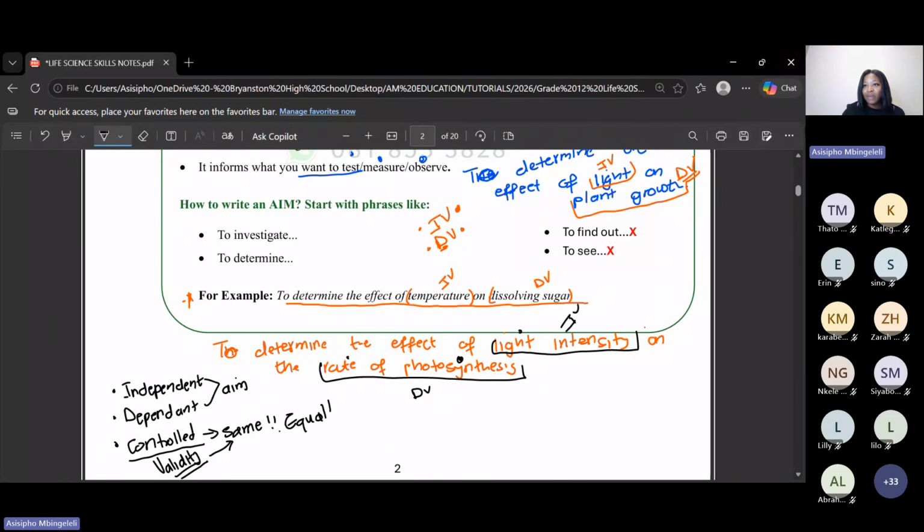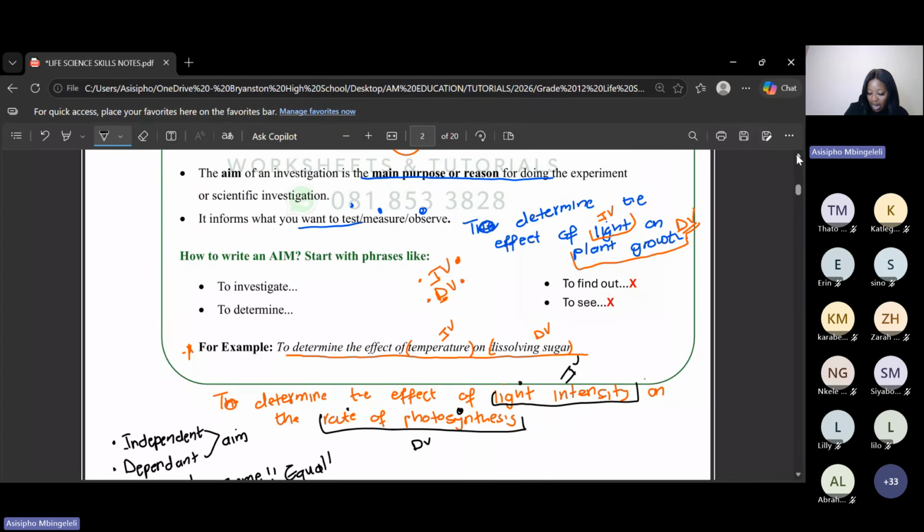If I were to conduct my investigation, please listen to this. If I were to conduct my investigation, this one about light and plant growth, this is how I would conduct it. I would have two plants, plant A and plant B. The first plant, I would put next to the windowsill, and then the second plant, I would put inside a dark cupboard. This is me doing my investigation to determine the effect of light on plant growth. This is now the statement on procedure, how I did the investigation.